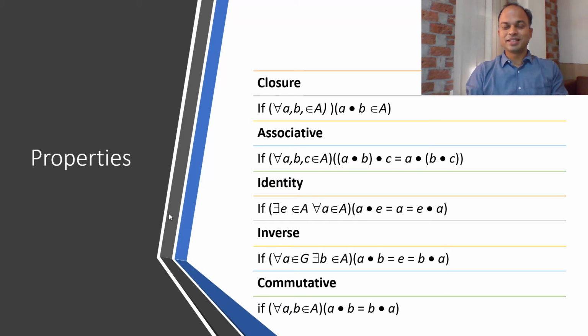Initially, we are discussing these properties: what are the closure property, associative, identity, inverse, and commutative. After it, we will discuss 6 examples.